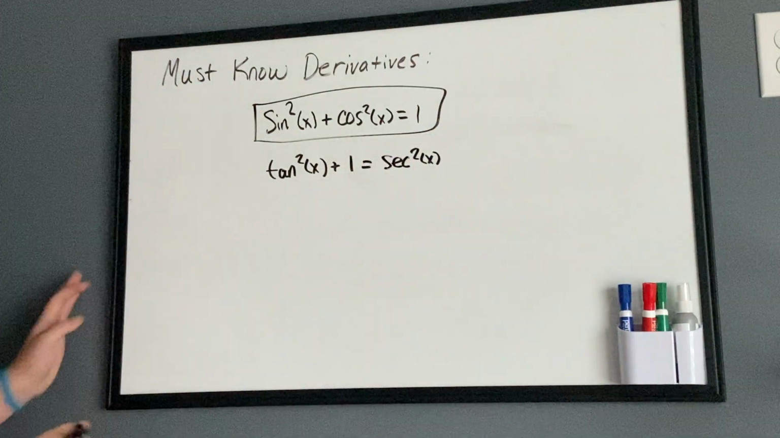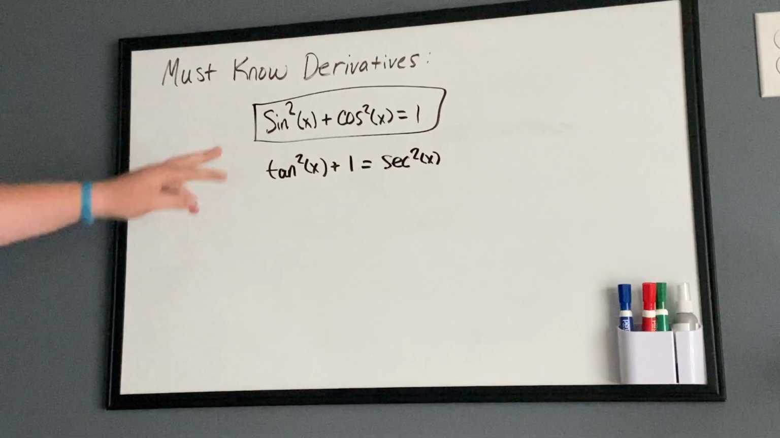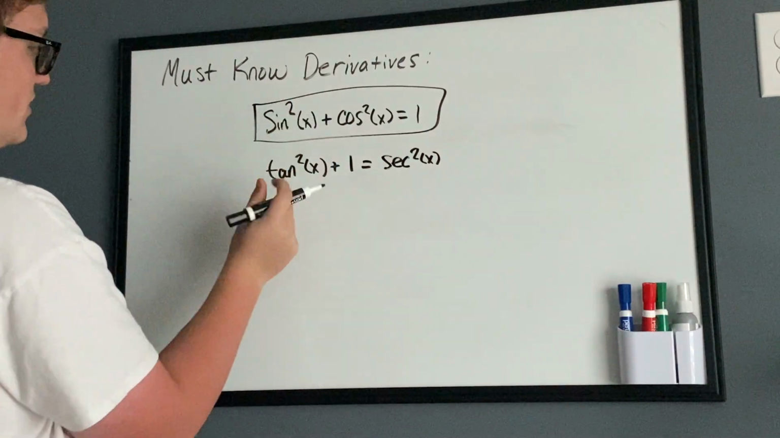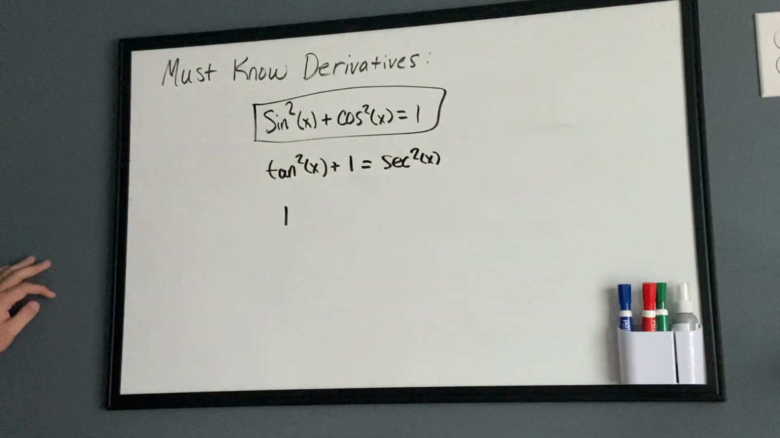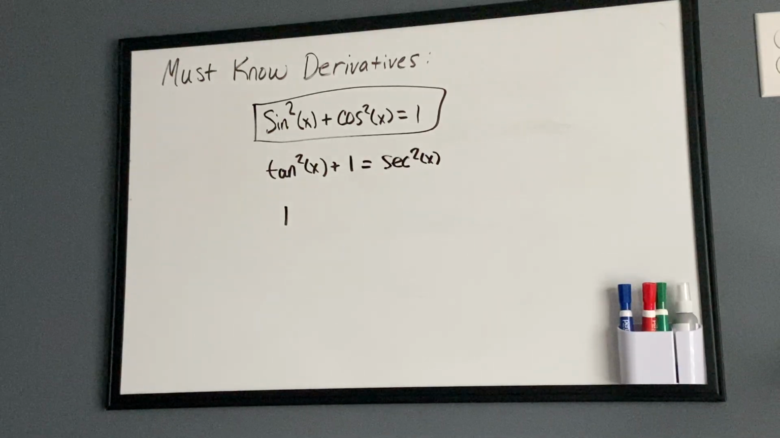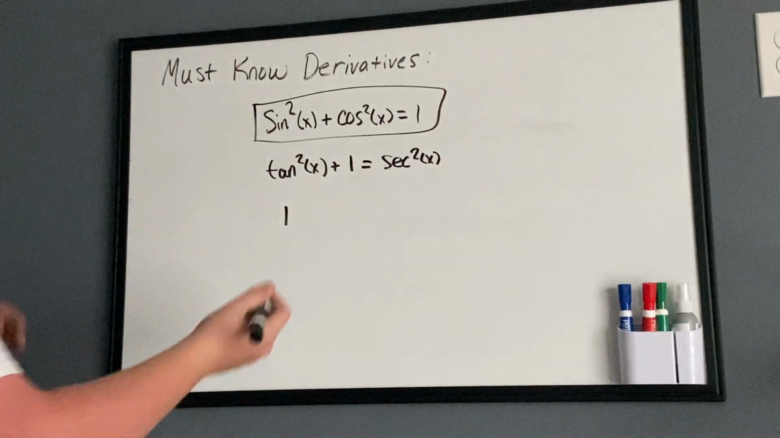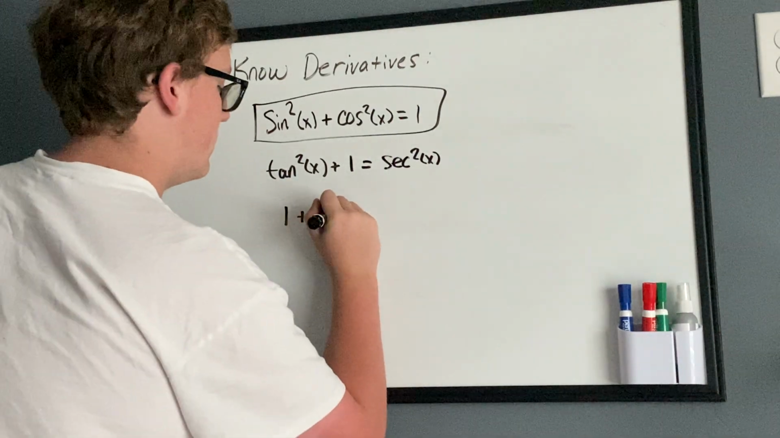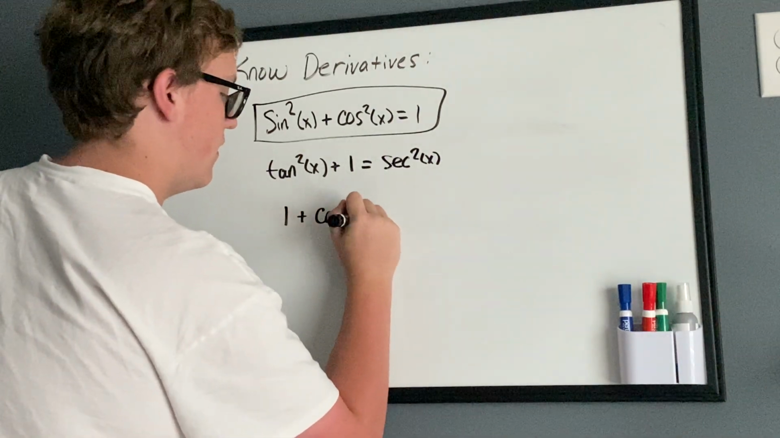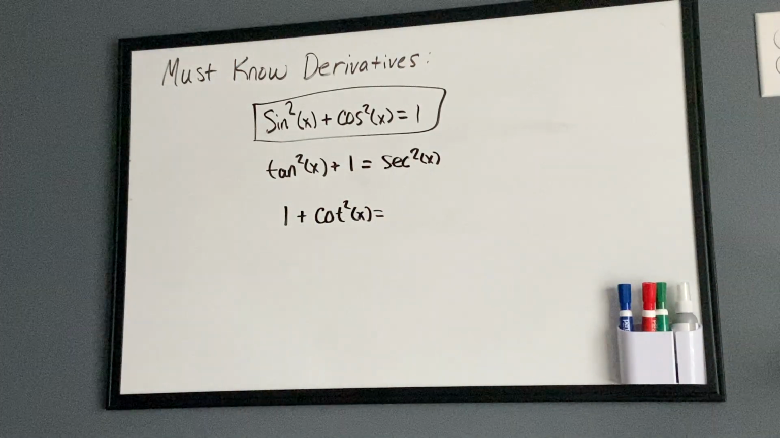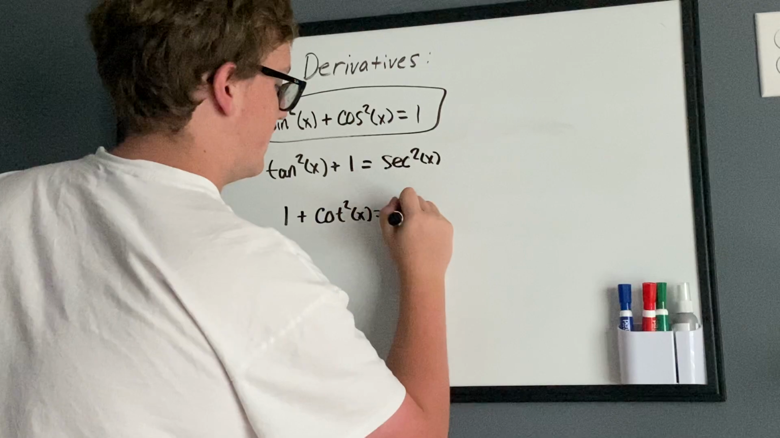That's another identity. Now let's say instead we're going to divide everything by sine squared of x. So if we divide this by sine squared of x, we know that's just going to be 1. Cosine squared x over sine squared, well, we know that cosine over sine is cotangent. So 1 plus cotangent squared of x is equal to, well, 1 over sine squared. We know that that's cosecant squared of x.